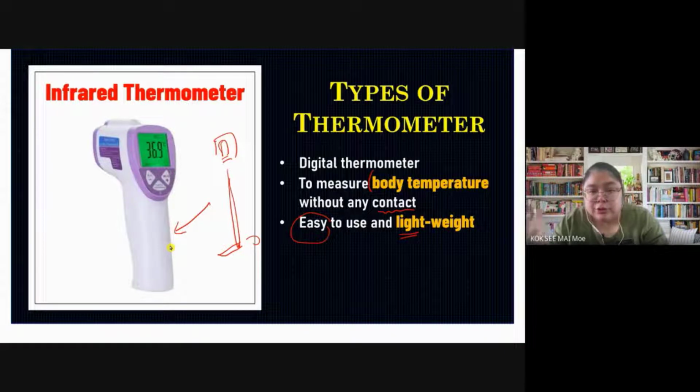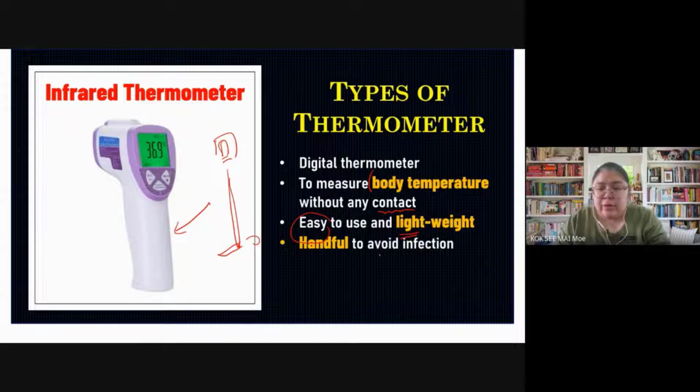So this is why we choose the infrared, and it is also helpful to avoid infection. You just hold it, you do not need to touch your forehead. Hold only, after that bring it near. So you do not need to use the big one, the thermometer put inside the mouth or inside the armpit. This is one of the ways to avoid infections. So this one is called the infrared thermometer.